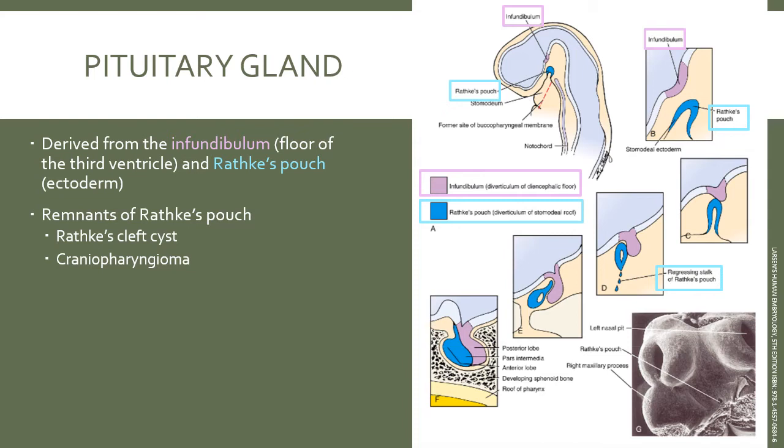You can also get tumors that form from remnants of the Rathke's pouch that don't disappear as they should. And the tumor there is the craniopharyngioma. It is benign. It is not generally a cancerous tumor, but again, it can compress neighboring structures and cause trouble.